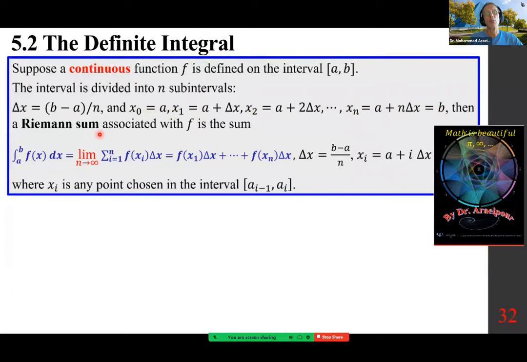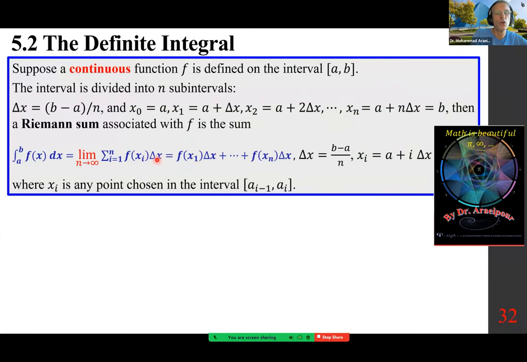A Riemann sum associated with f is the following sum. The definite integral of a to b f of x dx, which is a number, by definition, is equal to the limit of this Riemann sum, the summation of f of x sub i delta x as i goes from 1 to n, as n approaches infinity.